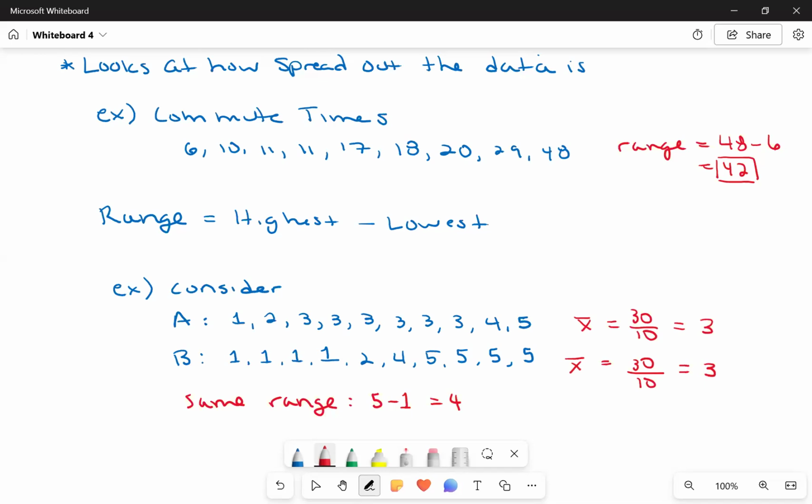Okay, but still, these do not look the same. There are a lot more 3s in set A, where set B has more 1s and 5s. So there's more distinction in set B between the values that are there. I have two modes in B and only one mode in A. So I want to express this difference. And right now, the range isn't showing me that. The mean isn't even showing me that. If I try to find the median, by the way, it's going to be 3. The only thing that's going to be different is the mode. The mode gives me a little bit of difference, but we'd like to find something more meaningful.